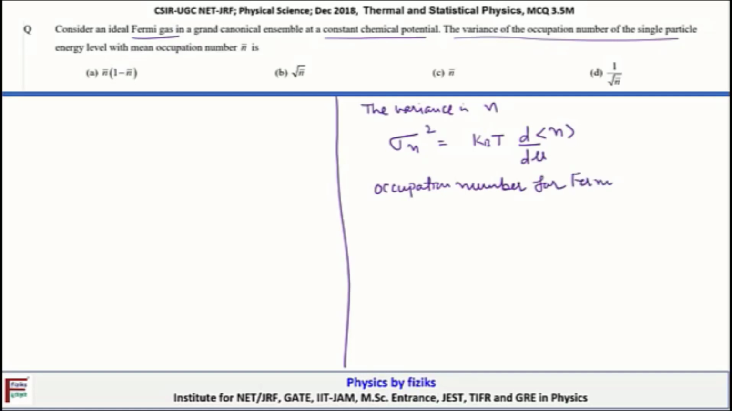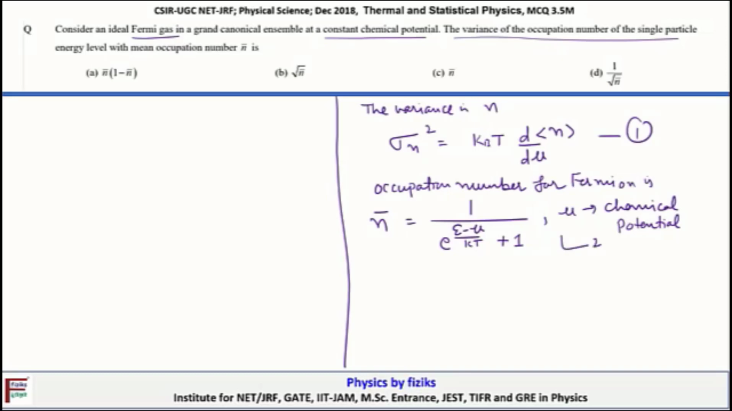The occupation number for a fermion is equal to 1 upon exponential E minus mu upon kT, plus 1, where mu is the chemical potential and E is the energy of any particular energy level. Now we have to find the value of sigma n square. Let's call this equation 1 and this equation 2.